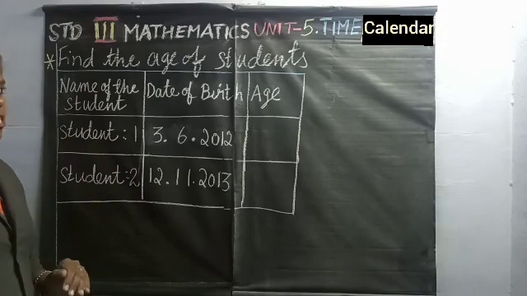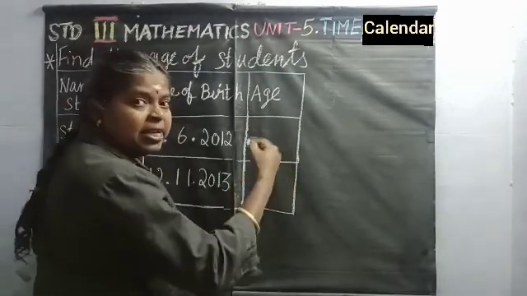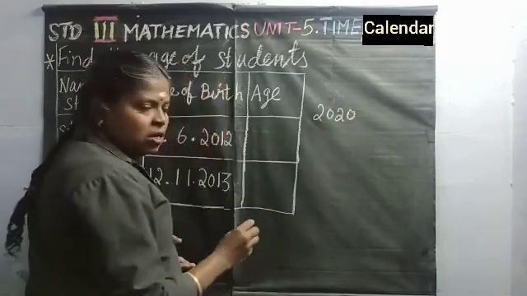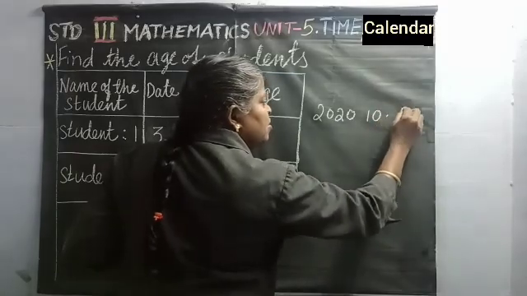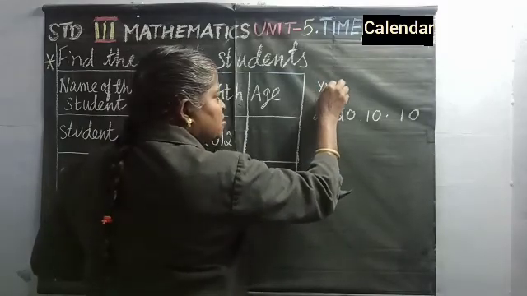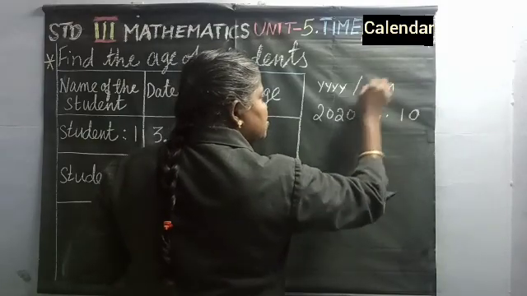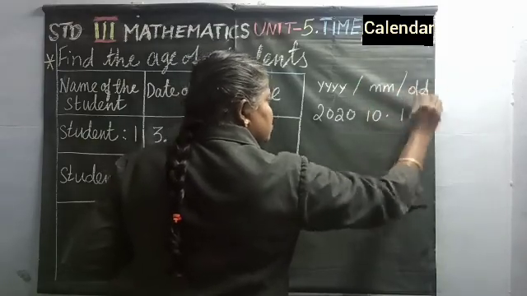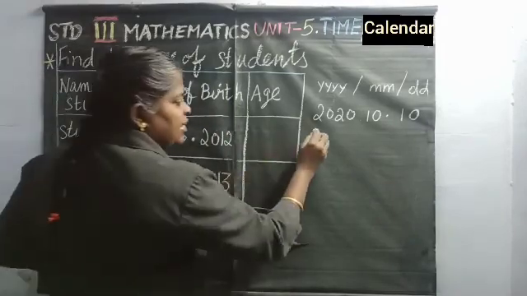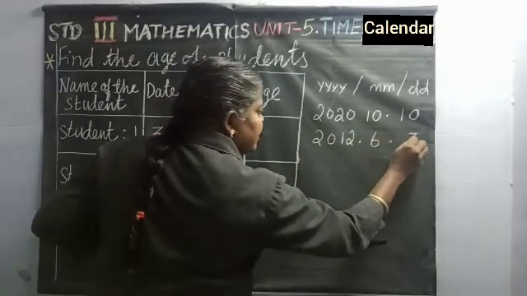Now we can find the age of student 1. While finding the age, first we have to write the present date. While writing, also we have to write in reverse order: first the present year, then month, then date. So what is the date of birth? First we write 2012. Month is 6. Date is 3.